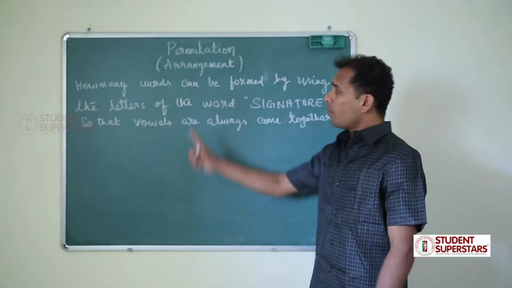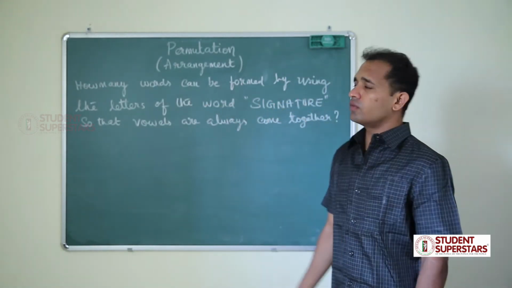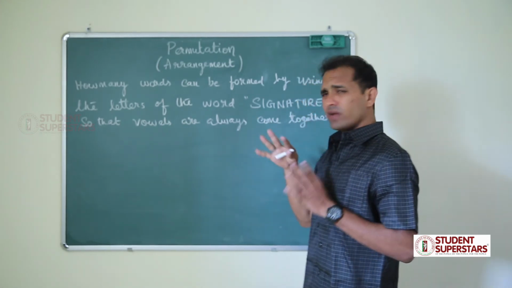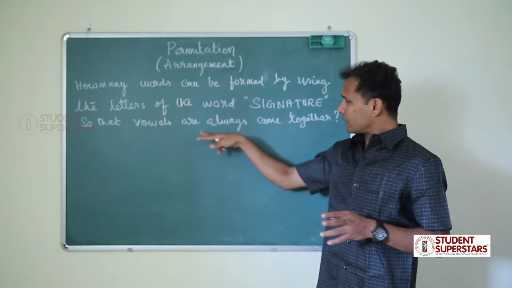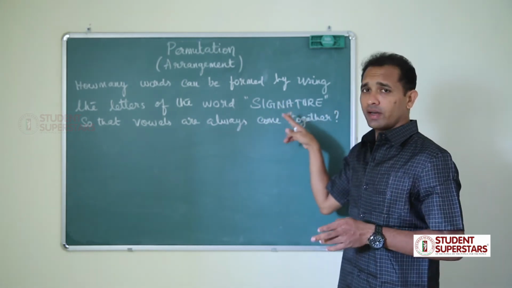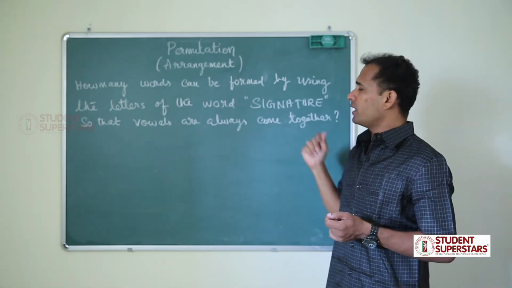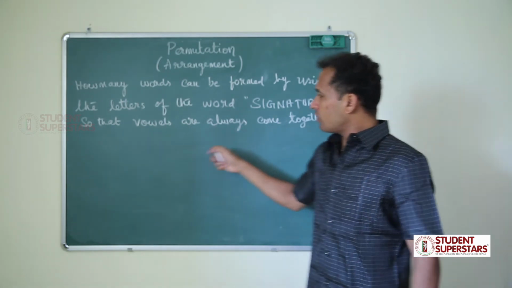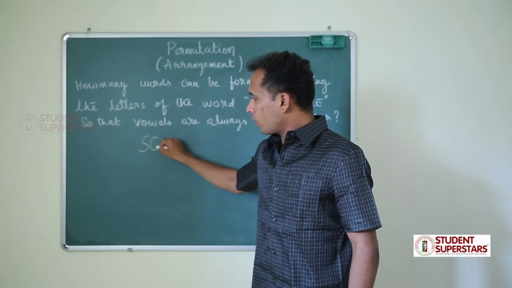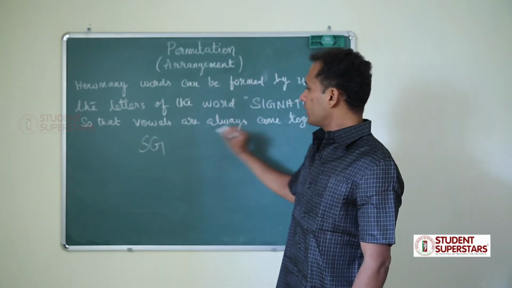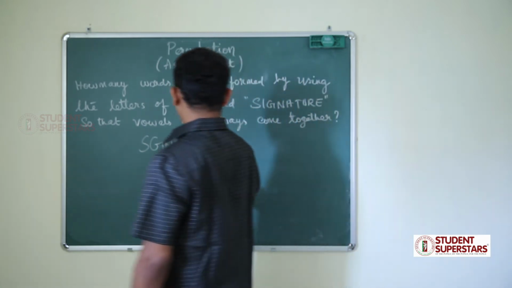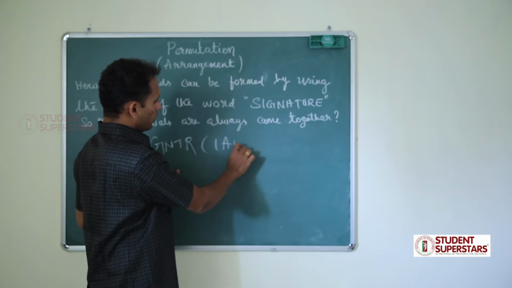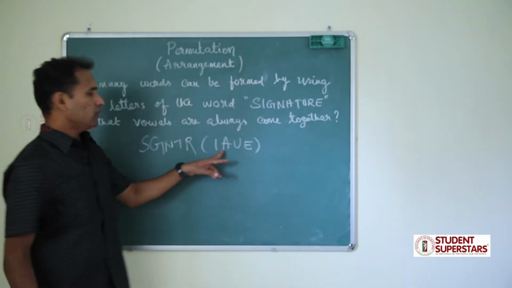Okay, next question. How many words can be formed by using the letters of the word SIGNATURE so that vowels always come together? If it is just any word, without this condition, we can say n factorial divided by the number of repetitions. But here they have given a condition: vowels always come together. What are the consonants? S, G, N, T, R. What are the vowels? I, A, U, E.